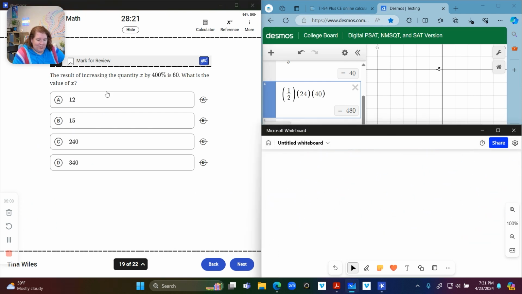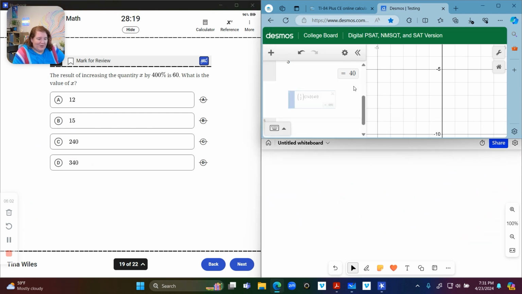Yeah, we'll do one more here. The result of increasing the quantity x by 400% is 60. And if you do this problem very quickly, you're going to get 15 as the answer, and it is wrong. So let me talk about why that is. The result of increasing the quantity x.